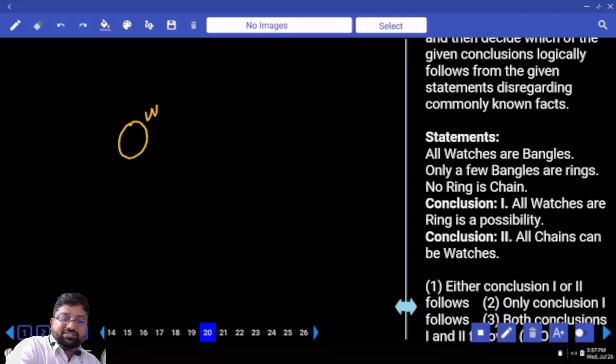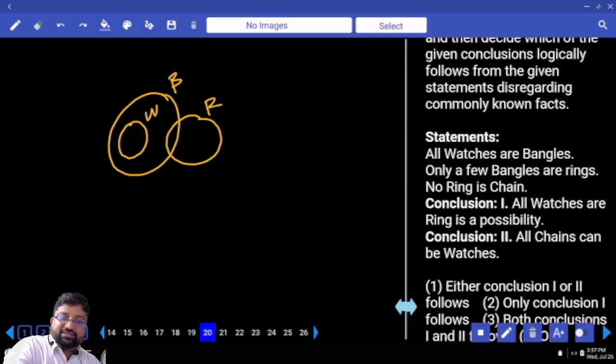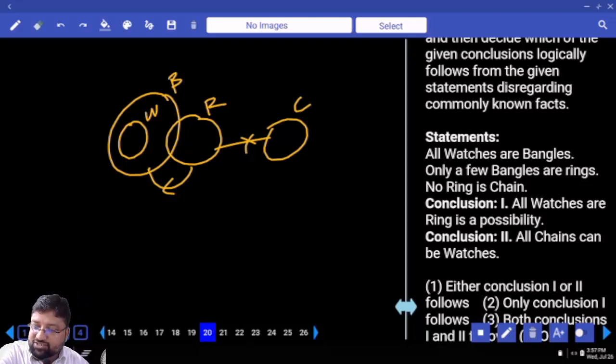All watches are bangles. Only a few bangles are rings. No ring is chain. First conclusion, all watches are rings is a possibility. Can I take all the watches and put them inside ring? Yes or no?